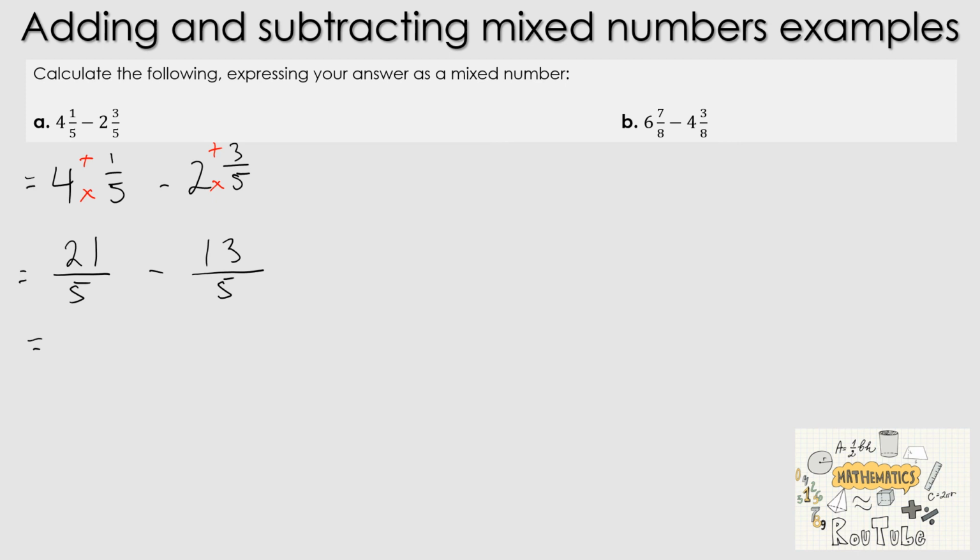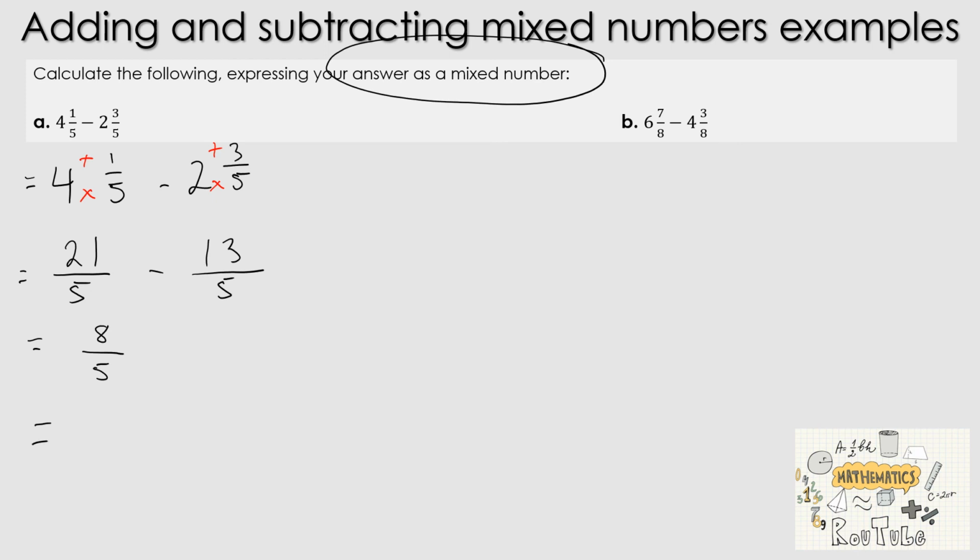Now we'll just pop some equal signs here for our working. And now we have the same denominator, which is great, so we can just subtract as per normal. We've got 21 minus 13, and we know it's going to be over 5. So 21 minus 13 gives us 8. But we have not answered the question accordingly because our answer is not expressed as a mixed number. That is an improper fraction, so we need to convert the improper fraction to a mixed number.